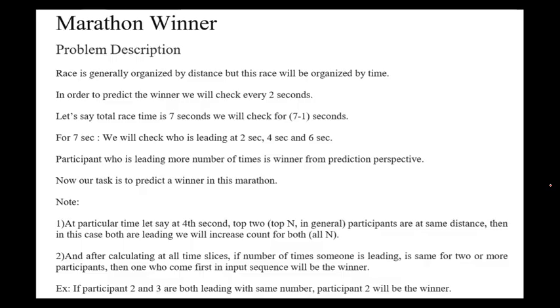Look at the second point. In order to predict the winner, we will check every 2 seconds. Do you all see that? So what should you do? You should not check it throughout the race. Check it only for every 2 seconds, which means starting from the second, then you will go to the fourth second, sixth second, and this goes on. So to predict the winner, you need to check their positions. Check who is leading. When should you check that? After every 2 seconds.